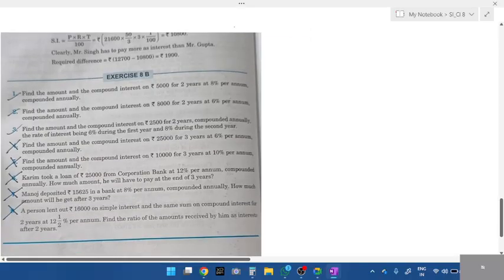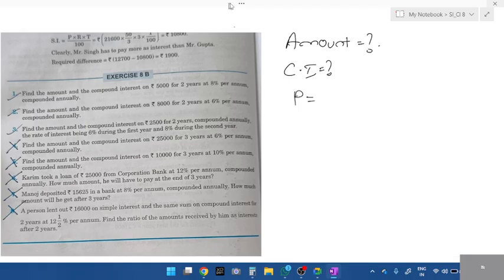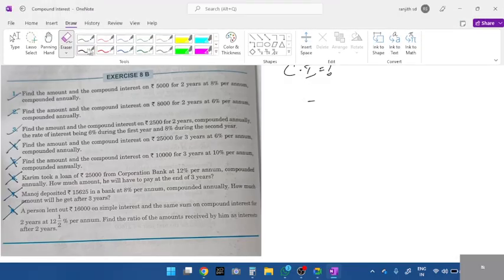Look at the first question. Tell me the data, students. Both of you will read the question and tell me. Find what? Need to find compound interest. For how many years? Principal is equal to how much? 5,000. Now 2 years. If it is 2 years, we'll start the calculation, right?